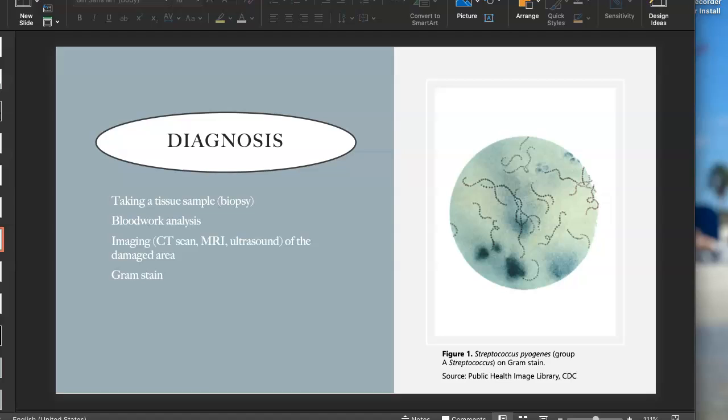The diagnosis for necrotizing fasciitis, they would take a tissue sample and do a biopsy. They would analyze some blood work. They could do imaging such as a CT scan, MRI, ultrasound of the damaged area, and also a gram stain, which you can see in the photo.